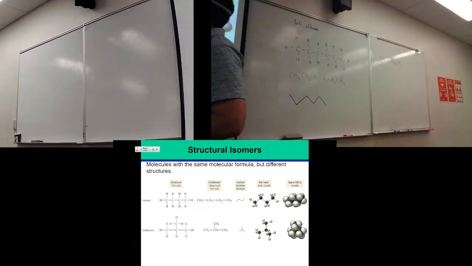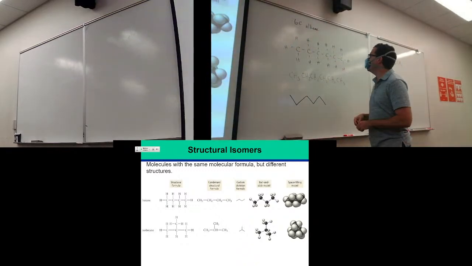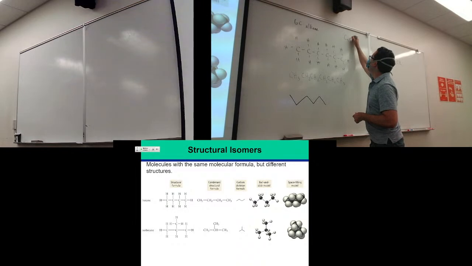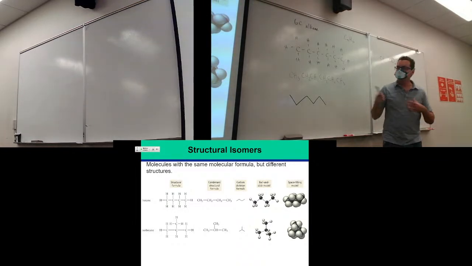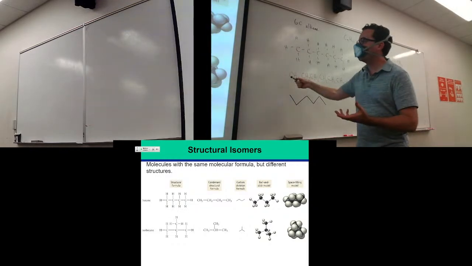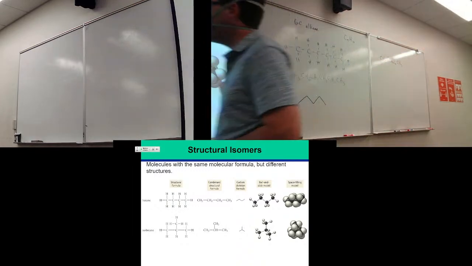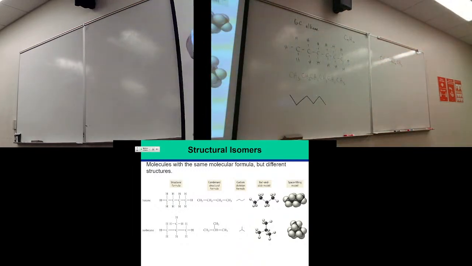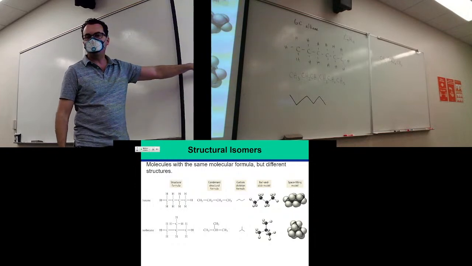And so when we start getting into organic, it's no longer enough to write a formula. C4H10 could mean a couple things, so we have to be more clear. We have to show either a condensed structural formula, or we'll have to name it properly. So notice these are named differently. This one's butane. This one is also a butane, but it's called isobutane.